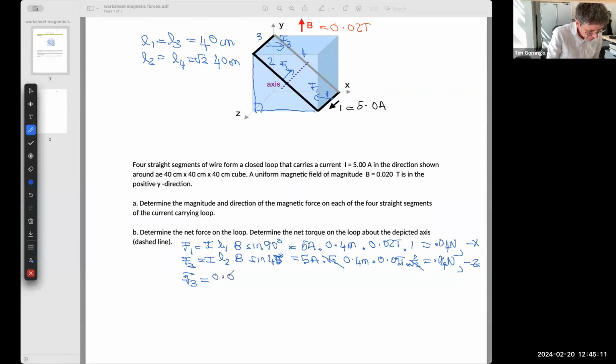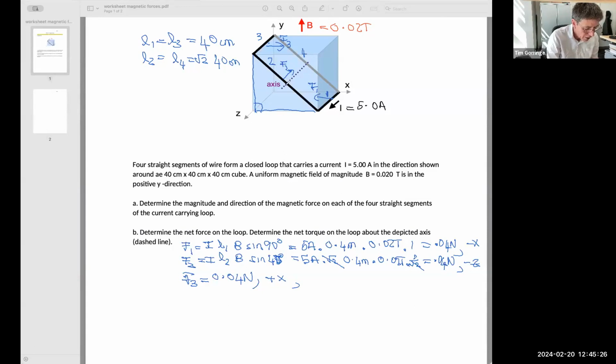And that was 0.04 newtons, but the direction is going to be the opposite direction. So for wire 1, the force was in the negative x direction. This is going to be in the positive x direction. The same arguments apply for wires 2 and 4.